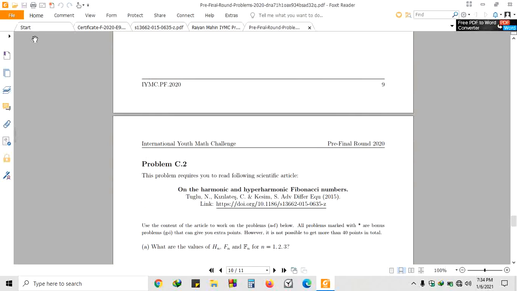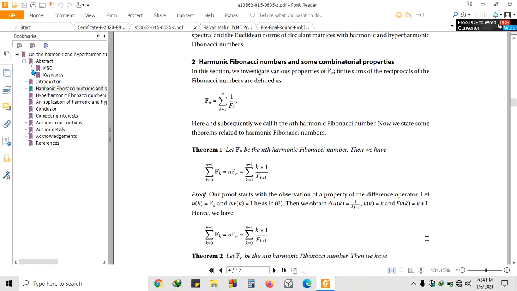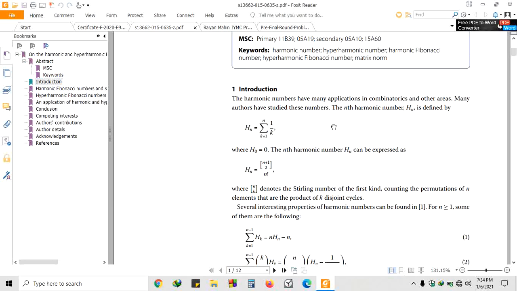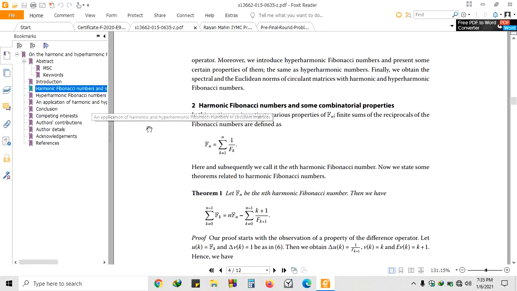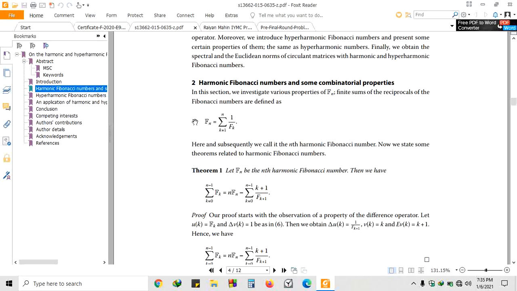Using this formula, we can know the H of 1, 2, or whatever the value of n, what the harmonic number will be. The same goes for harmonic Fibonacci numbers. By using this we can know what the value of harmonic Fibonacci numbers will be.